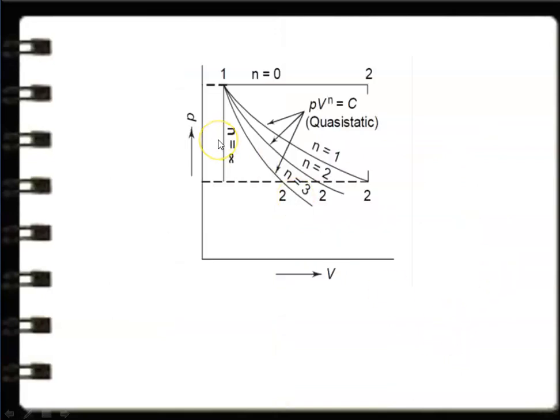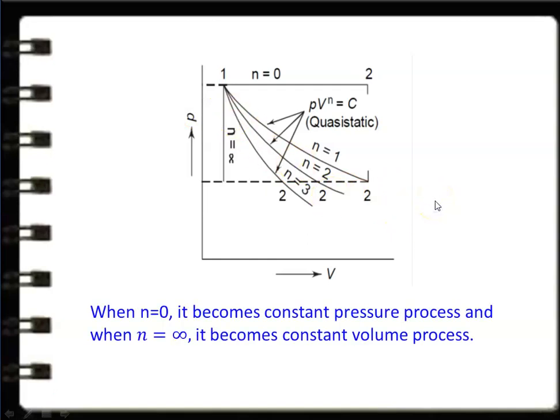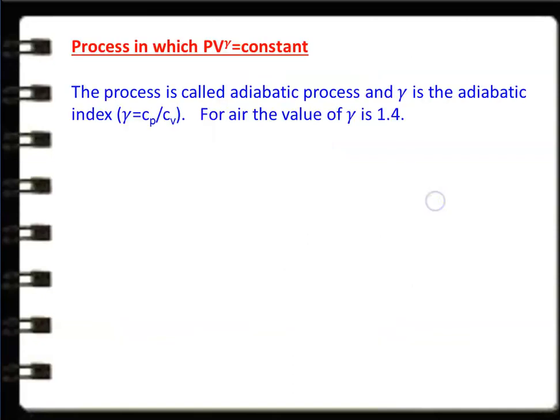And this is the combination of the various processes: N equals 0, where pressure is constant; N equals infinity, where the volume is constant; and between these two, PV to the power N equals constant. All the processes are quasi-static: N equals 1, N equals 2, N equals 3. We have different N values, and you will get curves like this for the expansion or compression curve in PV coordinates. When N equals 0, it becomes a constant pressure process. When N equals infinity, it becomes a constant volume process.